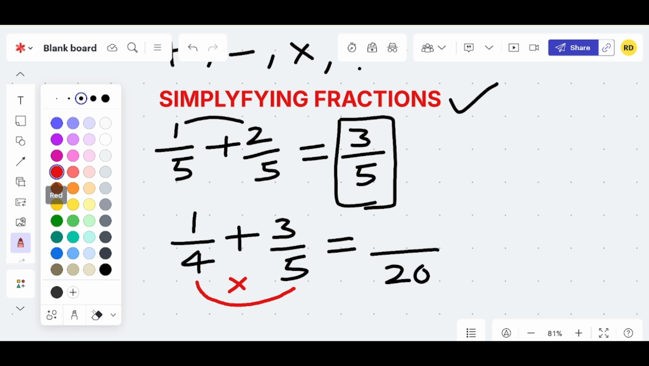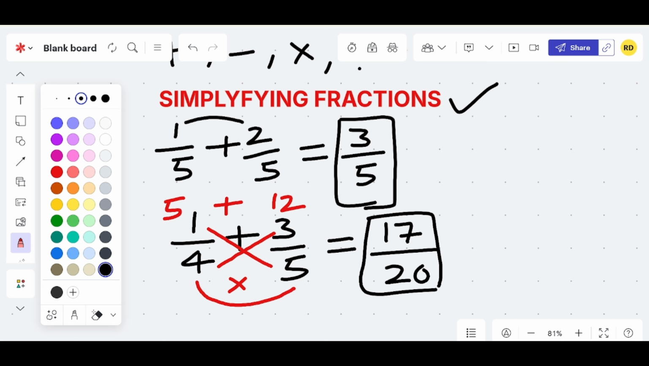And in the next step, you do the cross multiplication. You multiply 1 by 5 and you write the answer here. 1 times 5, that's going to be 5. And you multiply 4 times 3. So 4 times 3 is 12. Now you add these two numbers. So 5 plus 12 is 17. So that's the numerator. So the answer is 17 divided by 20. So 1 over 4 added to 3 over 5, the answer is 17 over 20.